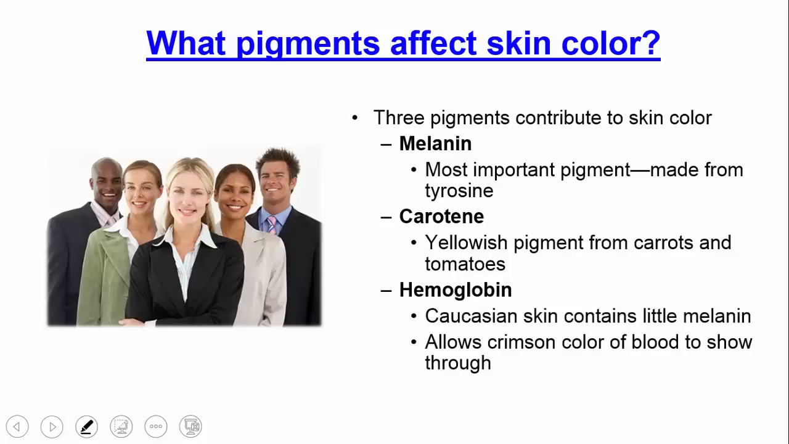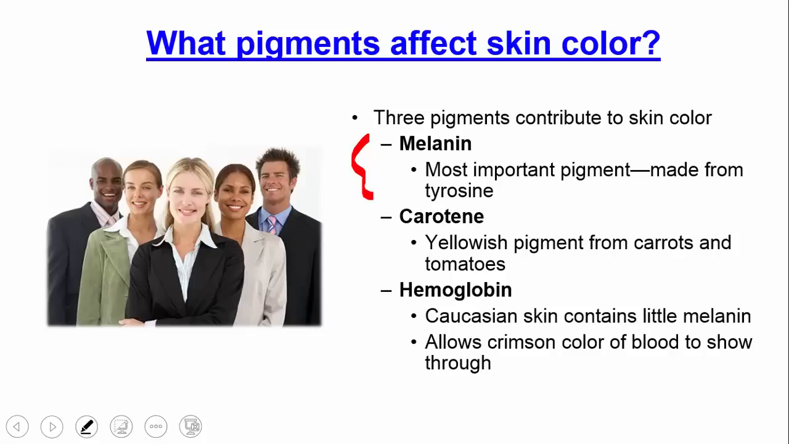One of them is melanin. It's the most important pigment that we'll talk about. It's made from a compound called tyrosine. And melanin basically accumulates more. You'll have more melanin production in individuals that have darker skin as opposed to individuals that have lighter skin. Although you have the same amount of melanocytes, which is sort of interesting, the total accumulation of melanin is more in an individual with darker skin.